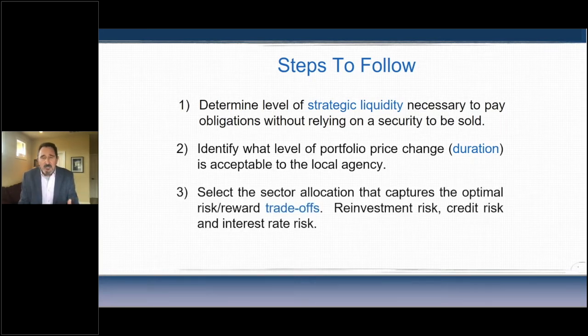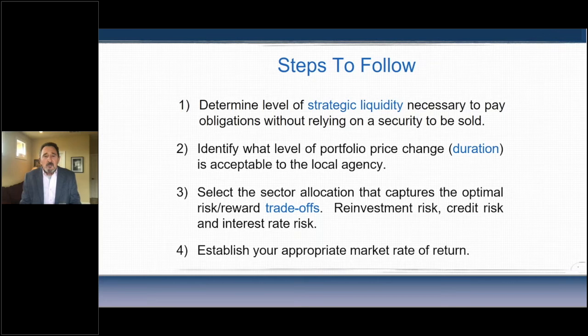Next is the allocation. At the end of the day, I simply say you should be the state code. State code allows 30% in MTNs. It allows an unlimited amount in GSEs, callables, et cetera. You have to determine for yourself and for your entity what that allocation should be. That's the third step. The fourth step is to establish an appropriate market rate of return.